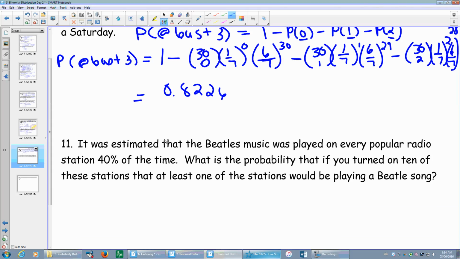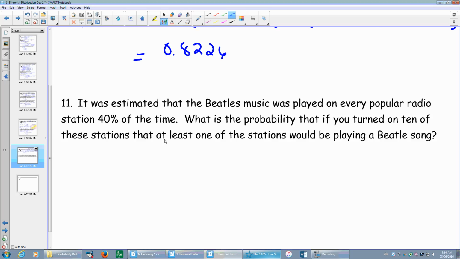Okay, the next one. It was estimated that the Beatles' music was played on every popular radio station 40% of the time. What is the probability that if you turned on 10 of these stations, at least one of the stations would be playing a Beatles song? So again, as soon as we see the words at least one, we know we're going to do an indirect case. So the probability of at least one is equal to 1 minus the probability of 0.